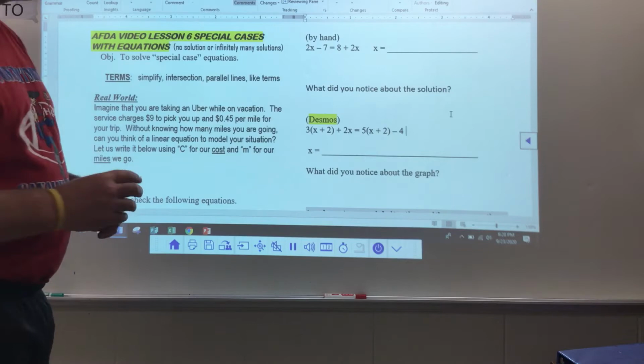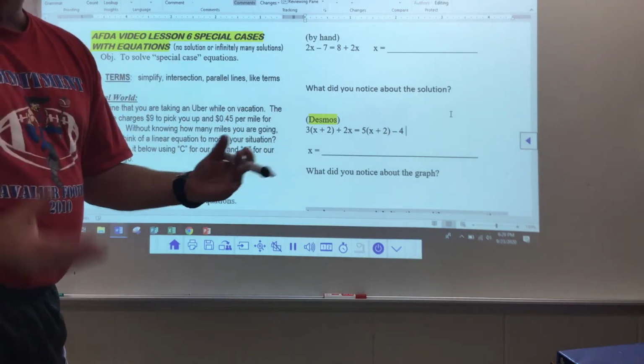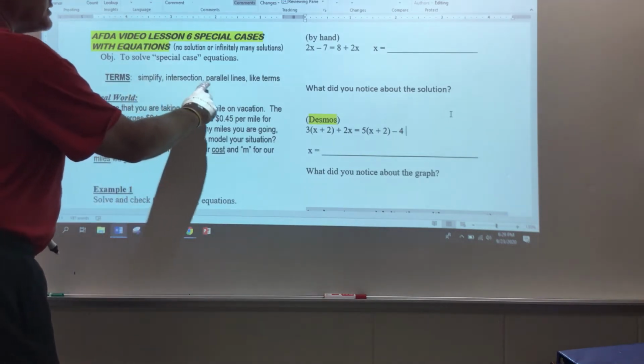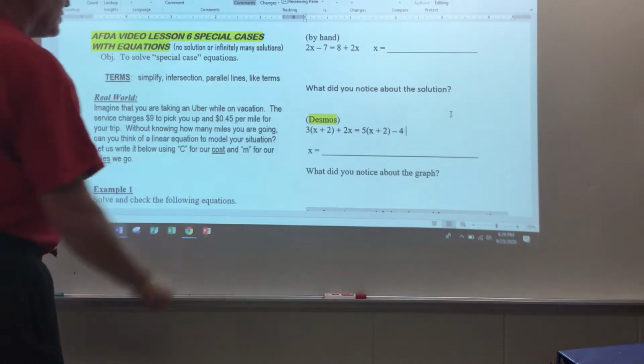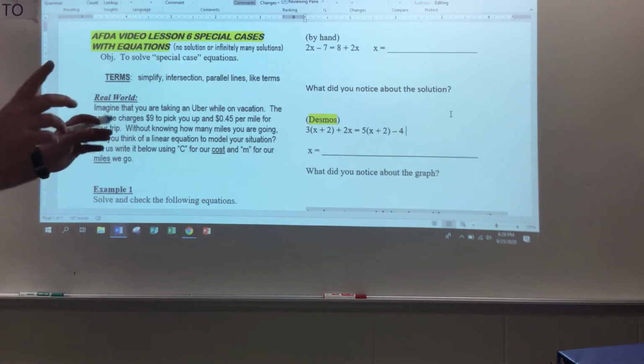Now, I know you guys can solve all kinds of equations, by hand or using your Desmos calculator. Terms that we have today are simplify, intersection, parallel lines, and like terms. But before we start solving an equation, let's set one up for the real world. I know you guys can solve it.